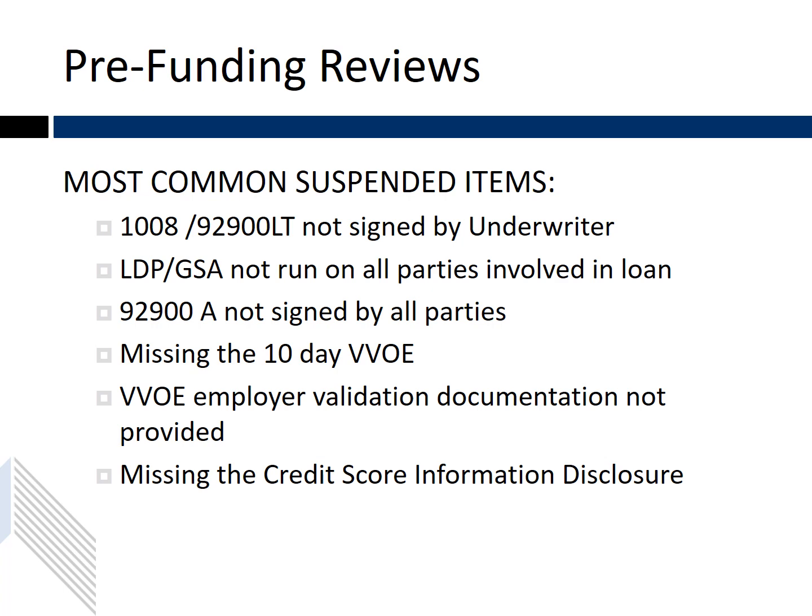The most common suspense items found by the third-party review agency include: the 1008 or the 92900-LT is not signed by the underwriter; the LDP/GSA is not run for all parties included in the loan transaction; the 92900-A is not signed by all parties; we're missing the 10-day verbal verification of employment or the validation documentation needed; and finally, we're missing the credit score information disclosure.